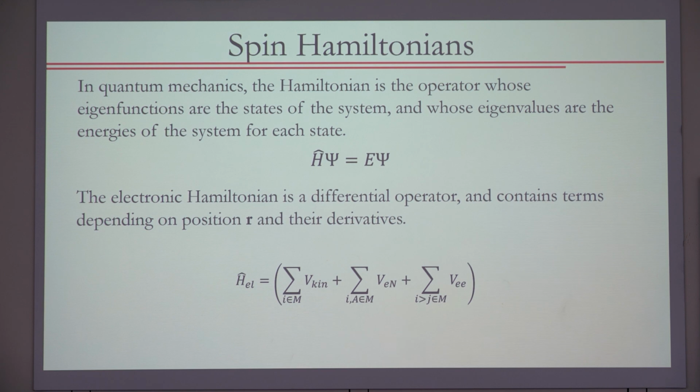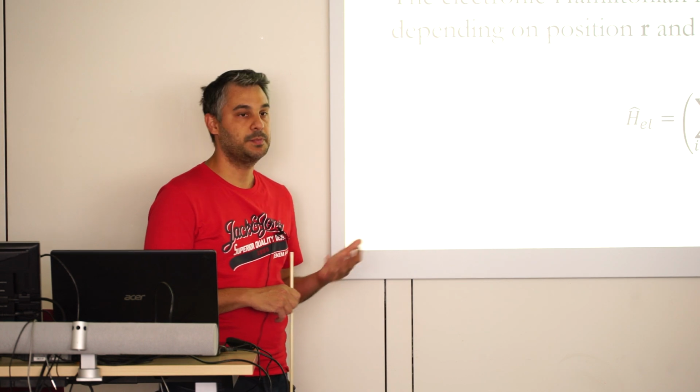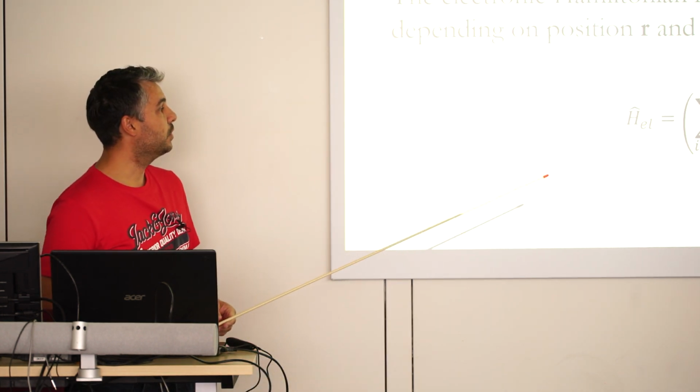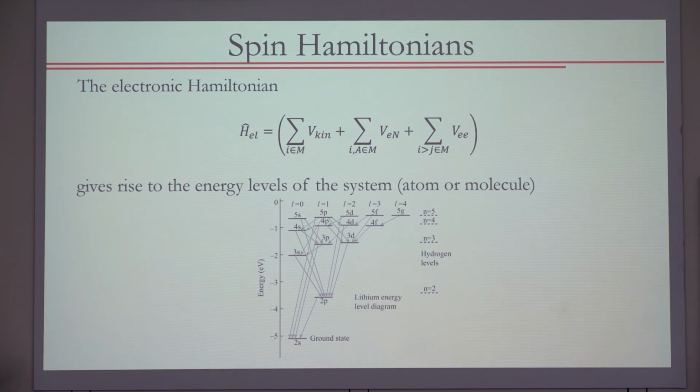So how do we calculate the properties of a spin system? What we use is a spin Hamiltonian. The Hamiltonian, as we talked about yesterday, is the operator that gives the energy of a system. The electronic Hamiltonian contains different terms: kinetic energy, electron-nuclear attraction, electron-electron repulsion. Depending on the system, if you have an atom, it will give you the different states of the different orbitals of that atom. There used to be a hydrogenic atom, and then those will have different energies.